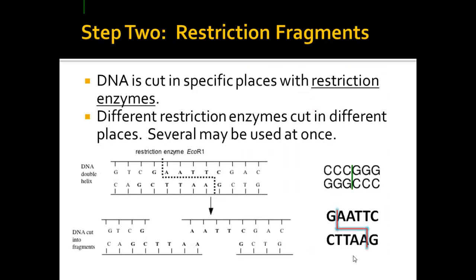Step number 2, they are going to use restriction enzymes to cut it in specific places. Here are a couple examples on the screen. There are many different types of enzymes, and they will cut in different ways. They're looking for different patterns on the DNA, and they will cut it in different places.